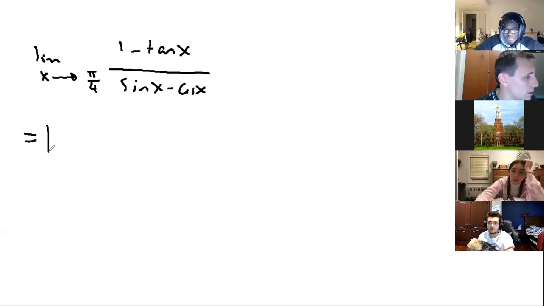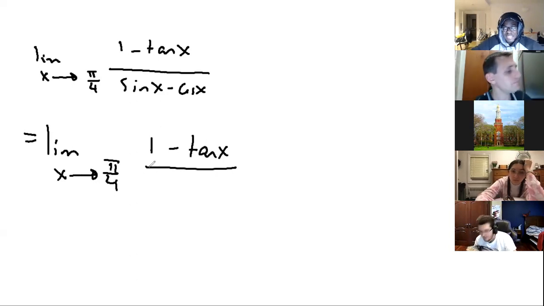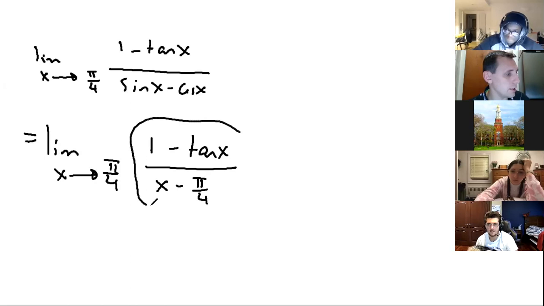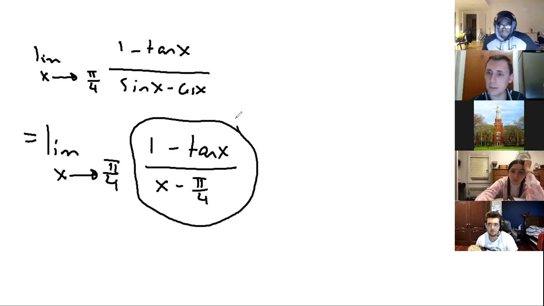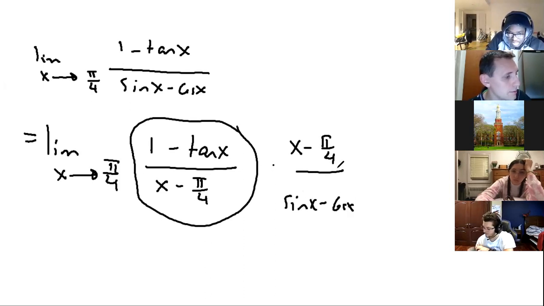Look at it, guys. So correcting, I see limit as x goes to pi over 4. I write here 1 minus tangent x. What I want to see here is x minus pi over 4, because now this almost looks like the derivative of tangent, except in reverse, right? I just need to factor a minus 1, multiplied by x minus pi over 4 over sine x minus cosine x.